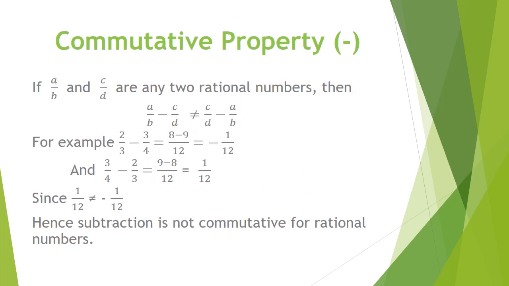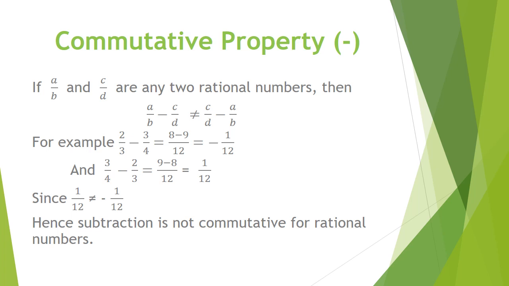Next is commutative with respect to subtraction. If A upon B and C upon D are any two rational numbers, then A upon B minus C upon D is not equal to C upon D minus A upon B. Let's take one example. 2 by 3 minus 3 by 4.